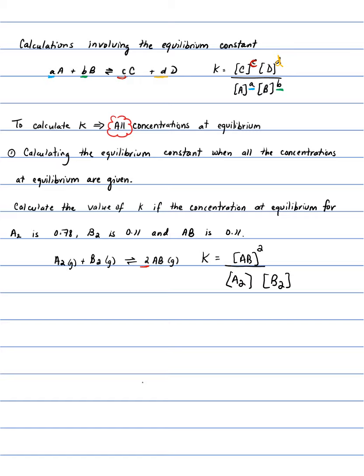So in the problem, what you're trying to calculate is the value of K. That's what we're trying to get. If you want to calculate the value of K, you need concentrations at equilibrium. So the problem is telling you the concentration at equilibrium for A2, it's 0.78. Concentration at equilibrium for B2, it's 0.11. And for AB, it's 0.11. So you have all concentrations at equilibrium, which means that you can just plug in the numbers in your equation and you can get the numerical value for K.